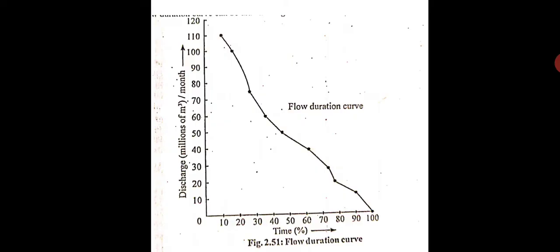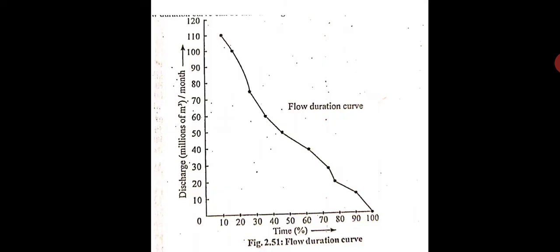So you can see 0 is 12. Okay, but 10 is for 11 months. Okay, 110 is for 10% of time. Then 100 million meter cube per month is for 20 months. Sorry, 20% of time. Similarly, you can plot the various points. 10 to 11 points we will get. The 12th was on 110. Okay. So you will get these 12 points, and you will see that, for example, for the last 90% of time it is 10 million meter cube per month.